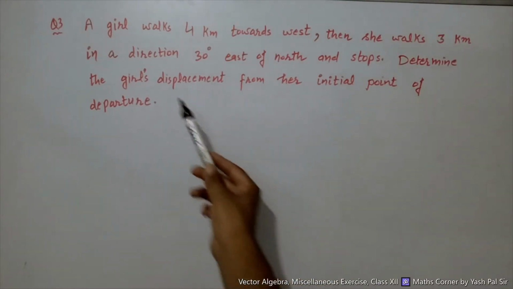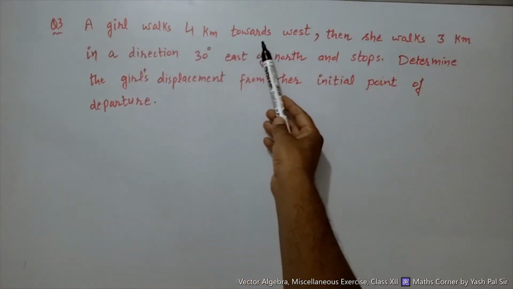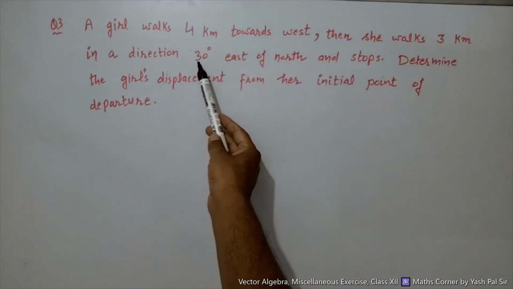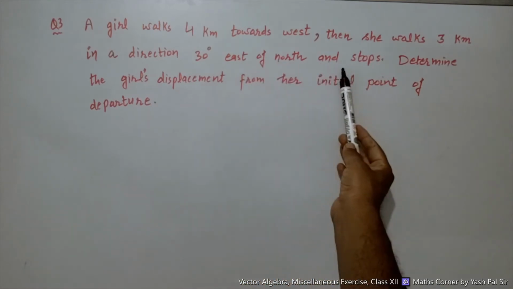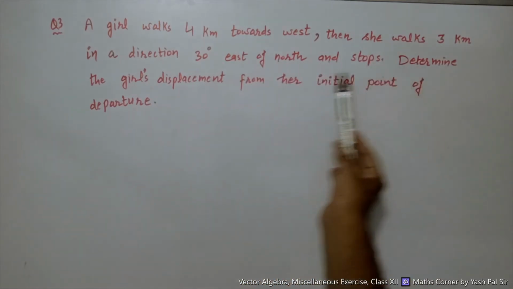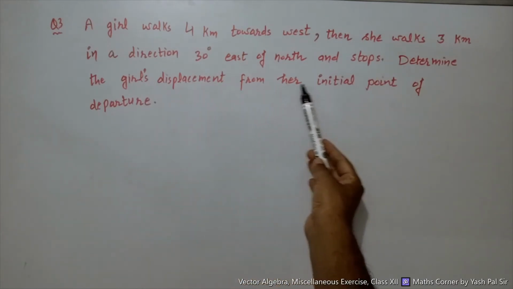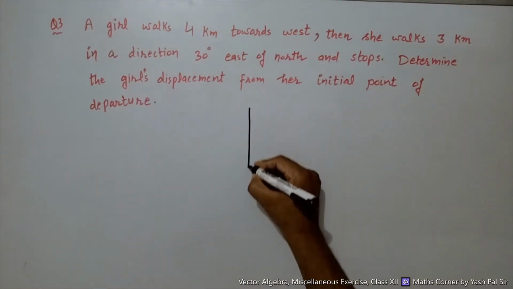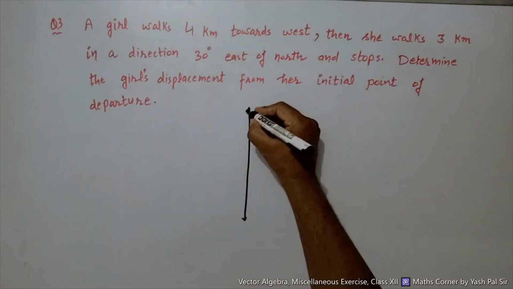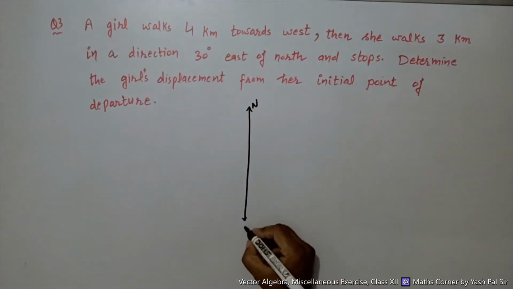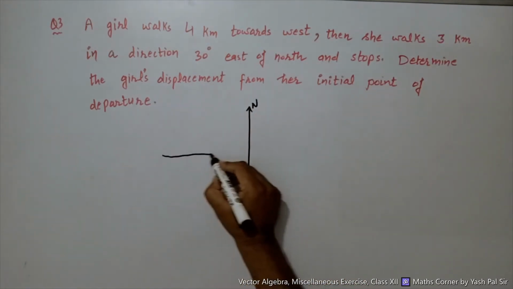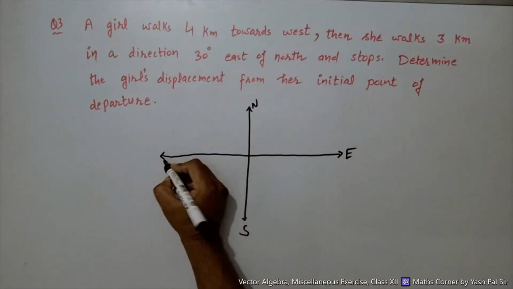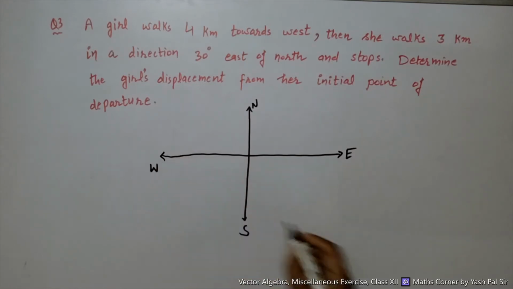Question number 3. A girl walks 4 km towards west, then she walks 3 km in a direction 30 degree east of north and stops. Determine the girl's displacement from her initial point of departure. Here we have the direction diagram. Upward we have north direction, downward we have south direction, rightward we have east direction, and leftward we have west direction.